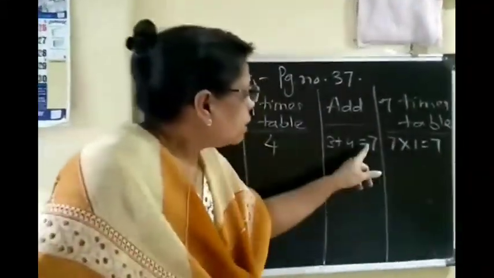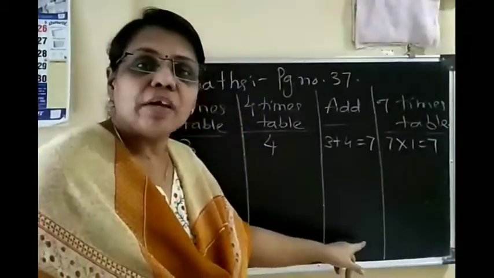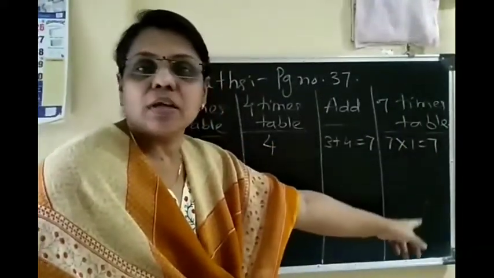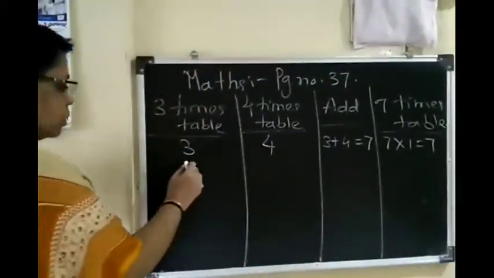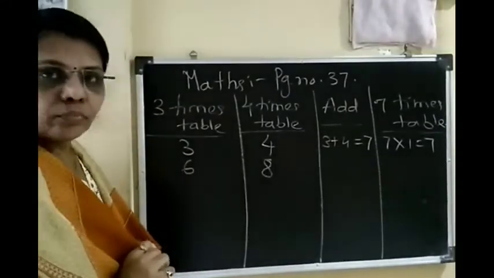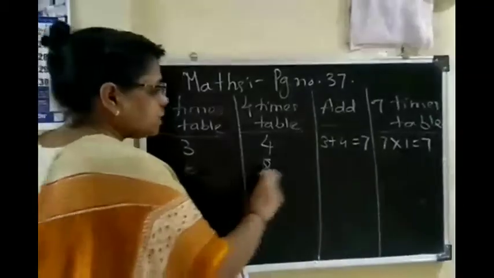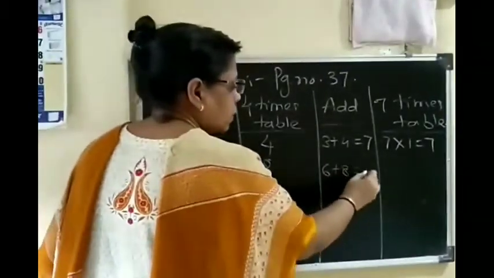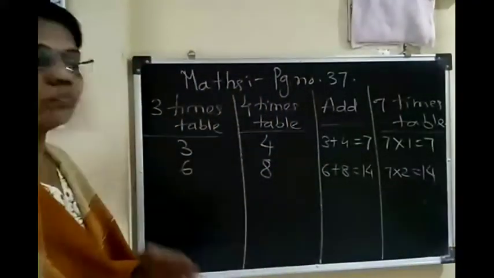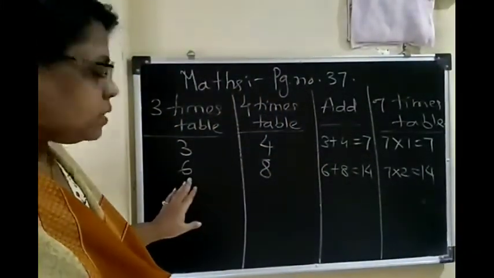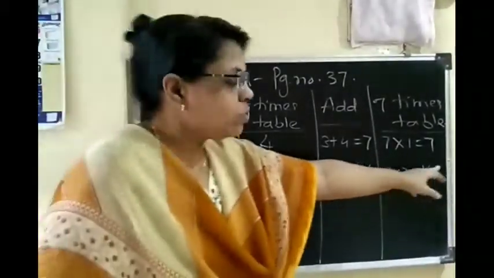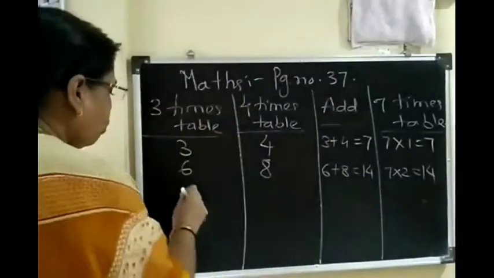So here you will see the addition. The answer that we get through addition, through that we will get the 7 times table. I will just write down, see here: 3 2s are 6, 4 2s are 8. Okay, and then add 6 and 8, it's 14. 7 2s are 14. Now you got it? 3 2s are 6, 4 2s are 8, 6 plus 8 is 14.